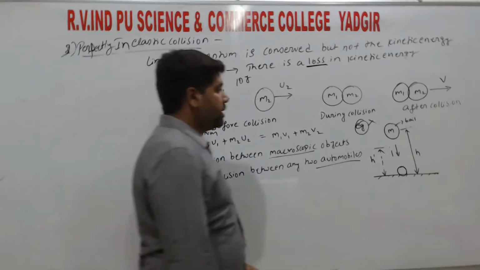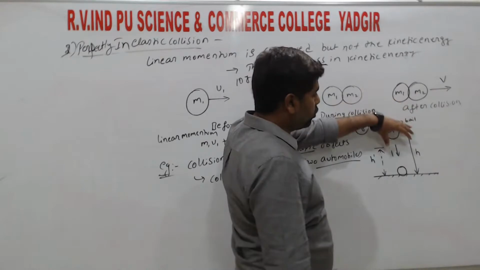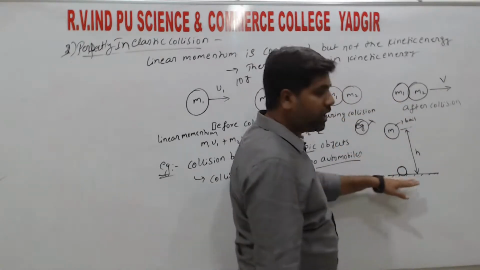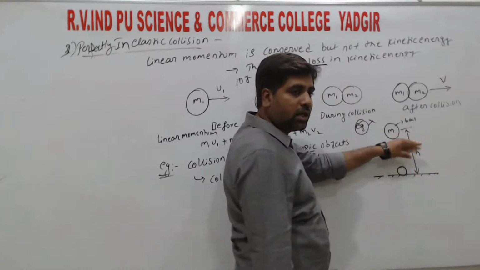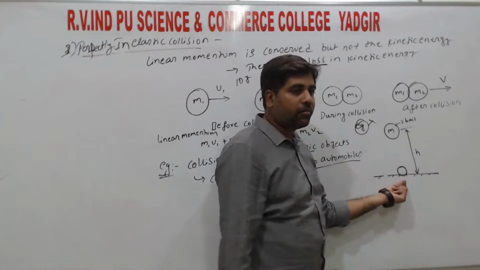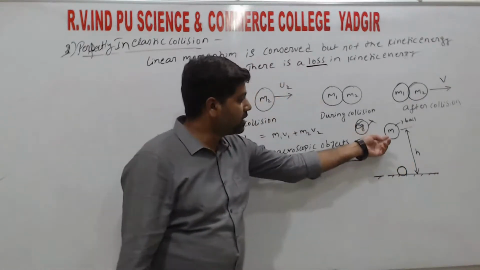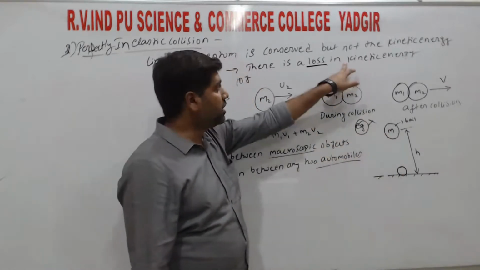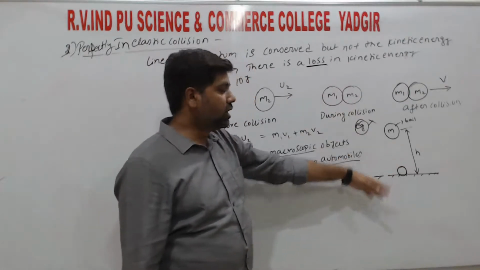The best example is when we drop an object. If we drop an object, it will not rebound. While colliding, it sticks to the ground. So it will not rebound, which means its velocity becomes 0, so kinetic energy becomes 0. Initially it has some kinetic energy, after collision it has no kinetic energy. That means again there is a loss in kinetic energy. So this is a general example.